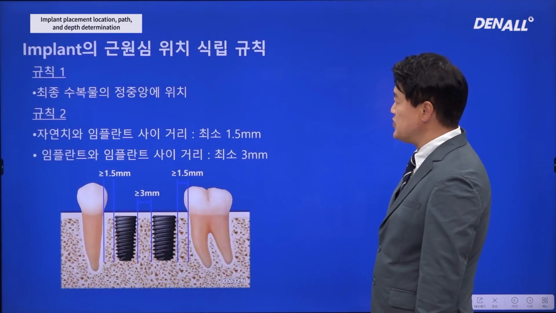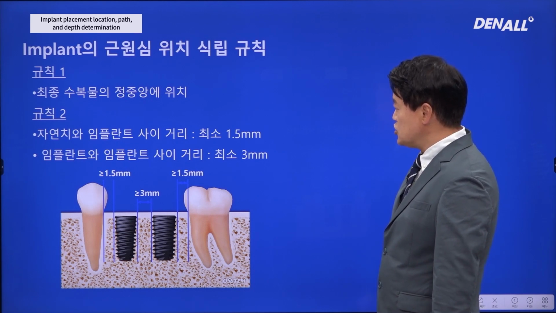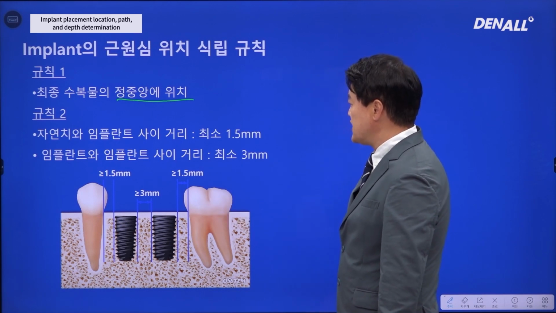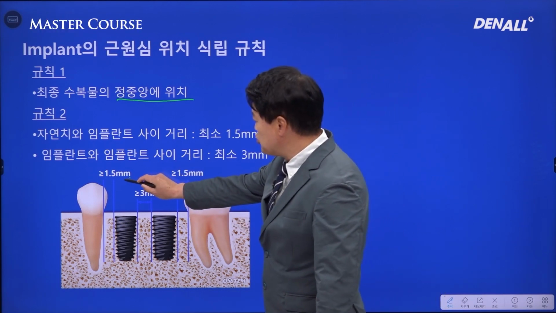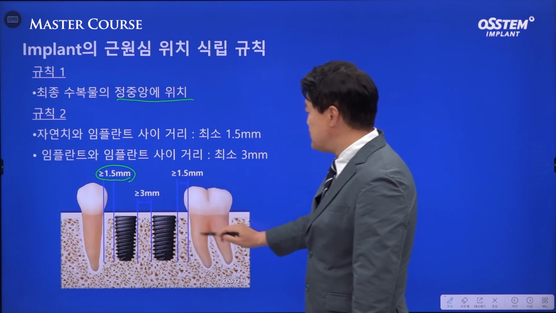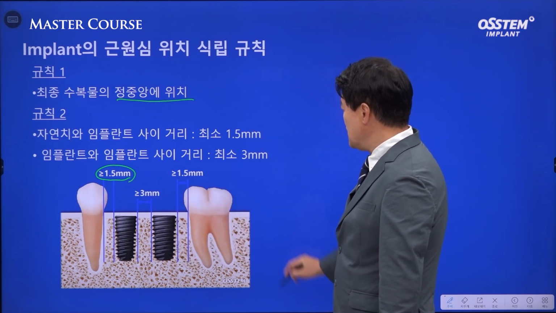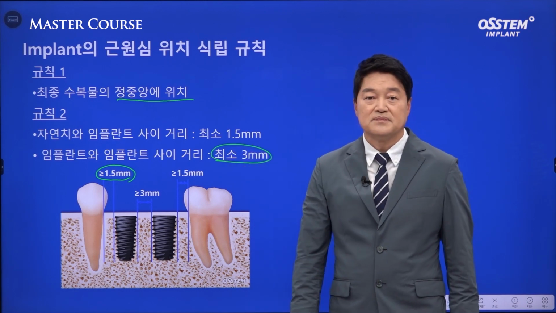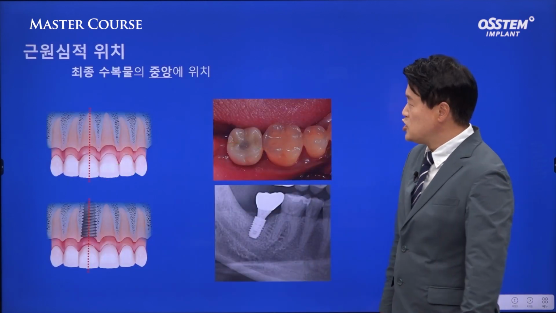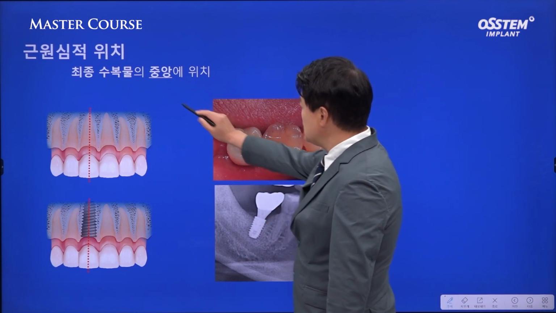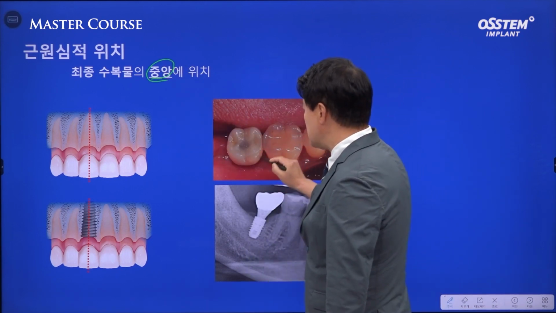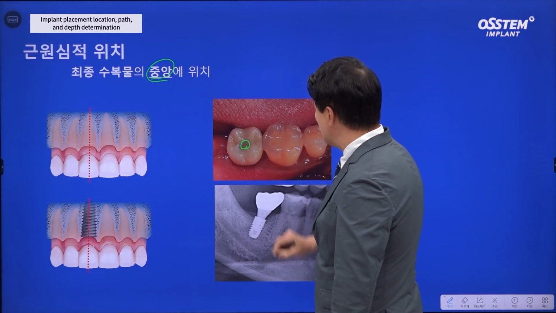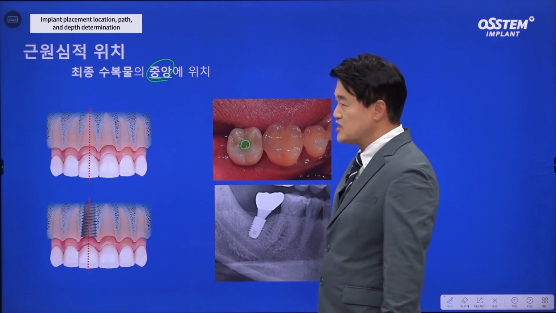First, mesiodistal location of an implant. It should be located at the very center of final restoration. The distance between a natural tooth and implant should be at least 1.5 millimeters, and between two implants, at least a 3 millimeter distance should be ensured. Mesiodistal location. Implant should be positioned at the center of final restoration. As you can see, it is located at the center of the restoration. That is the positioning of an implant.